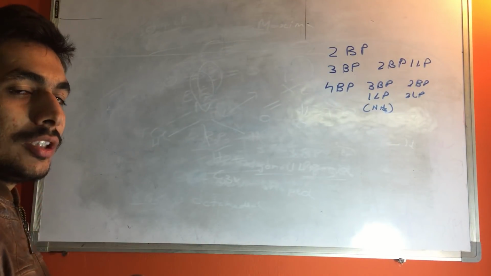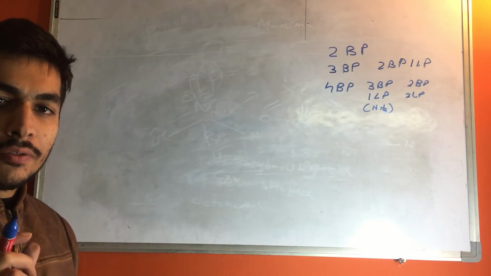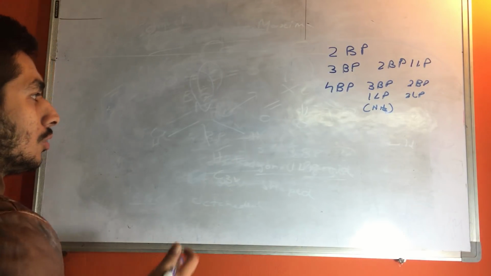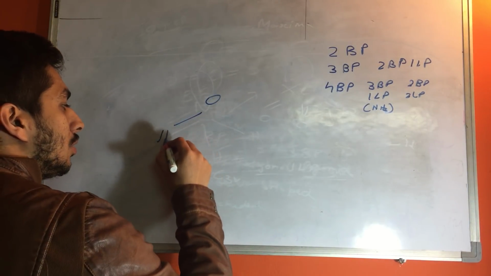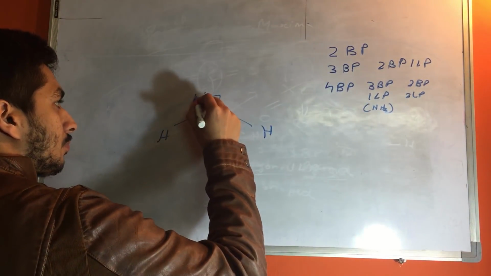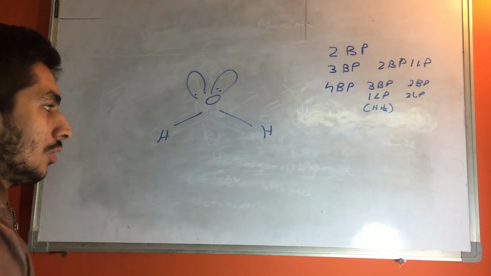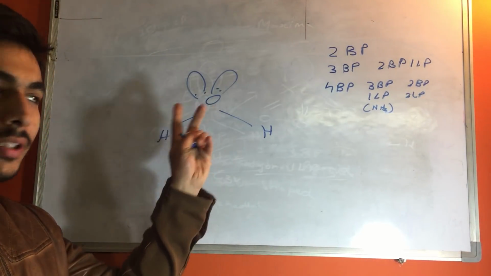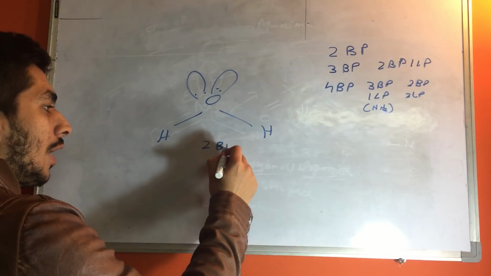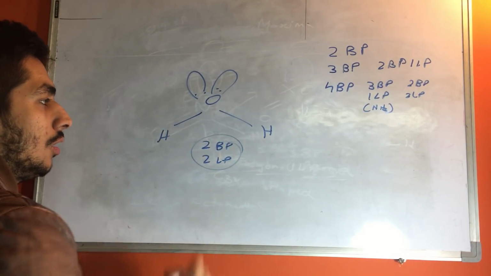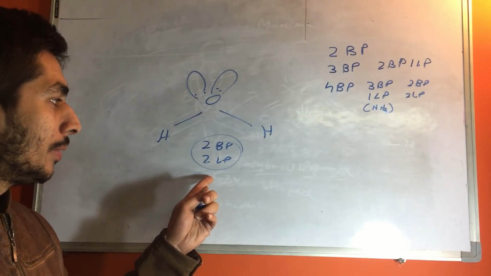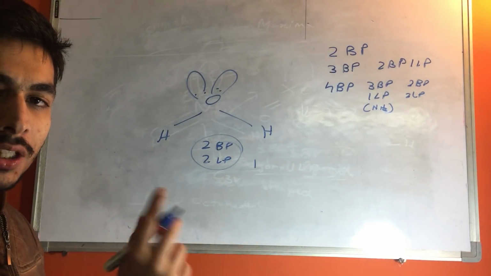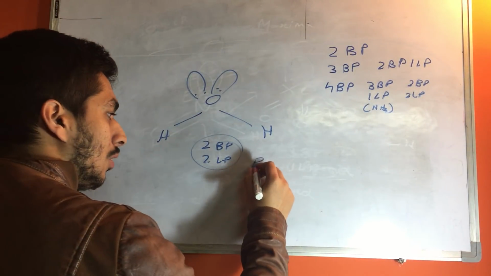Okay. So for 2 bond pairs and 2 lone pairs, again there are 4 electron pairs. So the molecular geometry is tetrahedral. But what about the shape? What is the example of 2 bond pairs and 2 lone pairs? The simplest example is water. Oxygen has 6 electrons in its valence shell, 2 are participating in bonding. So that means it has 2 bond pairs and 2 lone pairs. Okay, as simple as that. So the molecular geometry is tetrahedral, but the shape is bent or V-shaped.